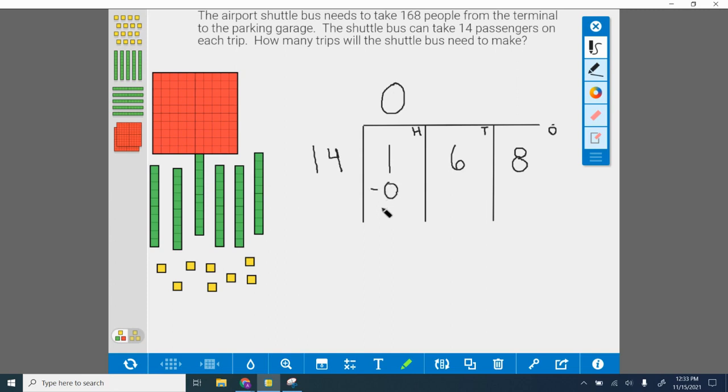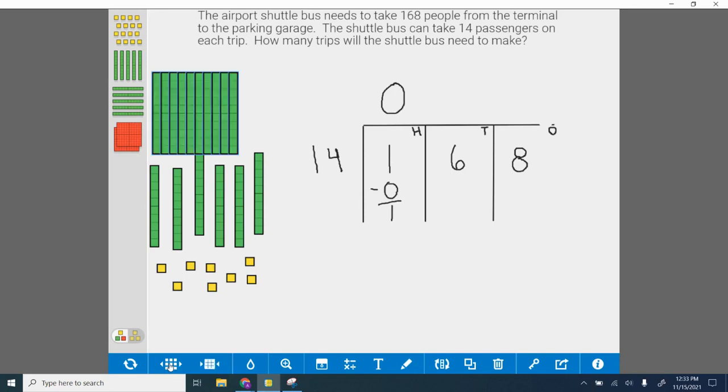I do not have enough to put 100 in each of the 14 groups. So what I'm going to do now is regroup this 100. I'm going to exchange the 100 for 10 tens. And so we're going to go ahead and notate that. So now I have a total of 1, 2, 3, 4, 5, 6, 7, 8, 9, 10, 11, 12, 13, 14, 15, 16. I have a total of 16 tens.